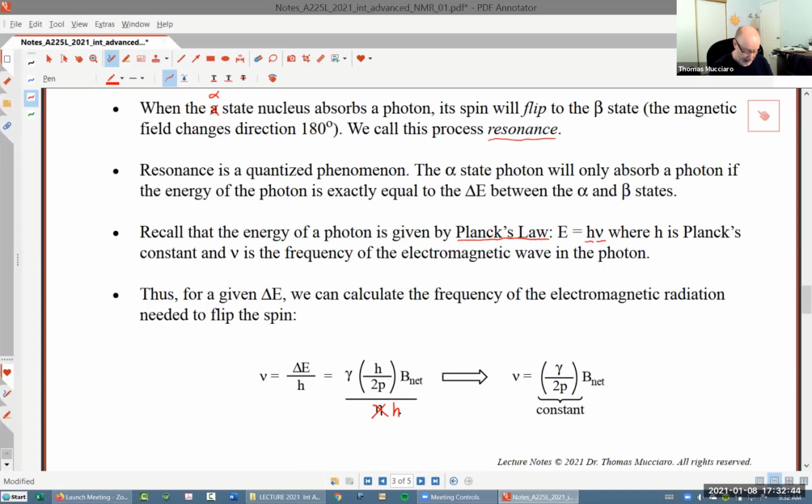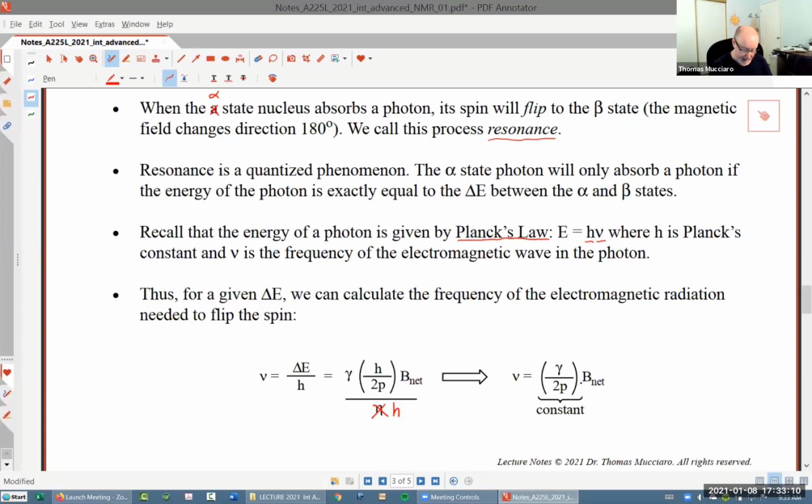But basically what you have is the frequency. If you solve Planck's law, right? So you just divide both sides by H, you get E over H is equal to V. And then we say, okay, E is equal to delta E. And we already had a formula for that. It was gamma times H over 2 pi times B net. So we substitute. We cancel out the H's.